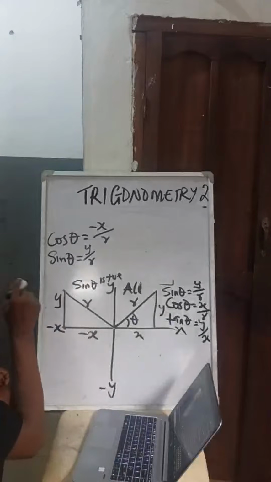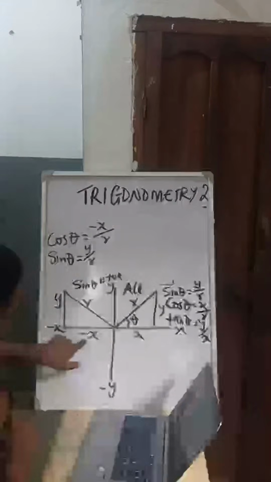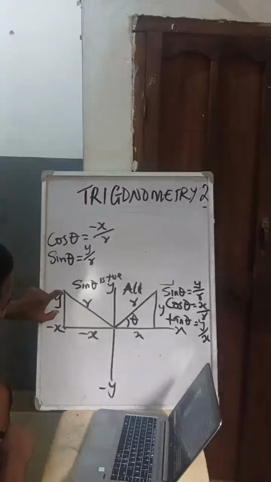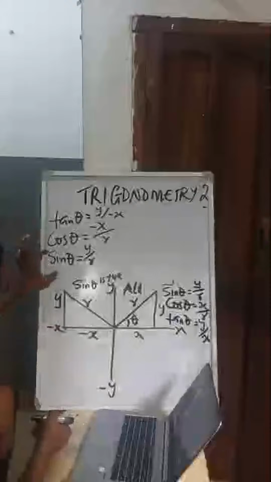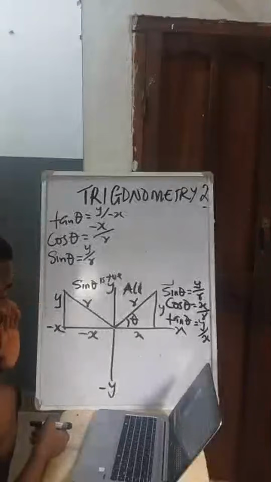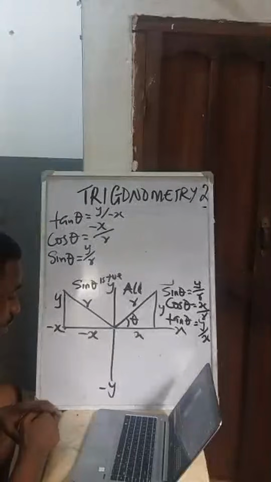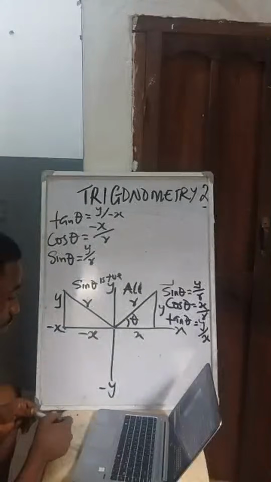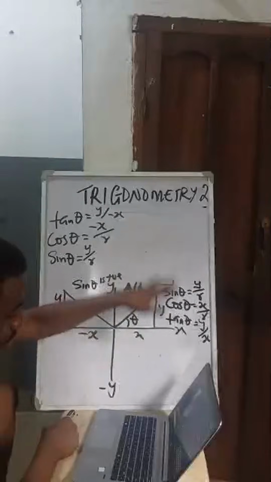Minus x over r. So cos theta is minus x over r. What does that mean? It means that x here is negative, and cos is negative in the second quadrant. Let's check tan. Tan theta is equal to y over minus x, which is negative. Cos is negative, sine is positive. So in the second quadrant, only sine is positive. In the first quadrant, all are positive.